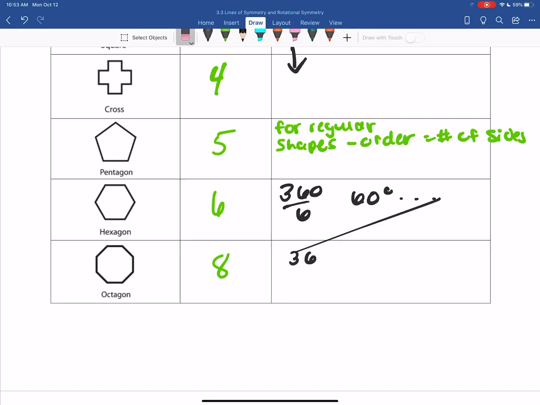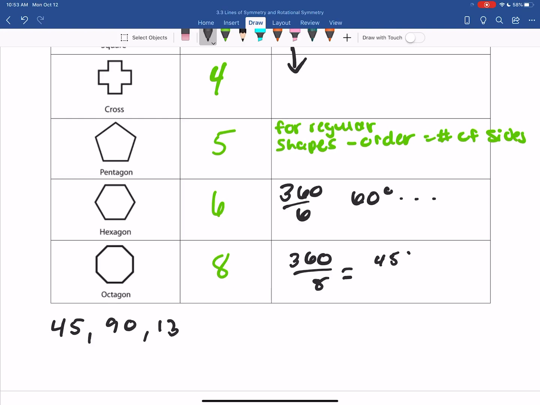360 divided by 8. Whoa. That would give me 45 degrees. So every 45 degrees, you'd be able to map onto itself. So if I were to ask you to list all the degrees of rotation, for example, for the octagon, we would have to add 45 each time and get every single degree of rotation that would map the octagon back onto itself.